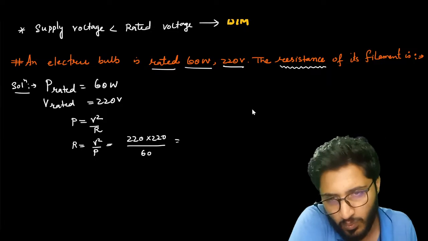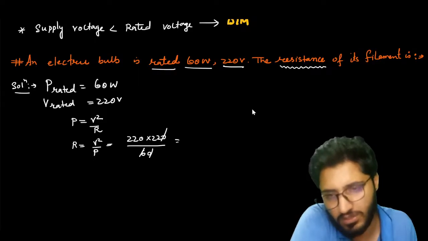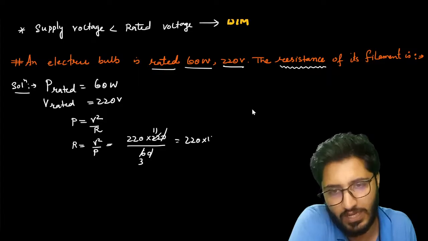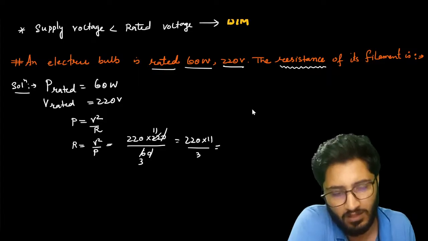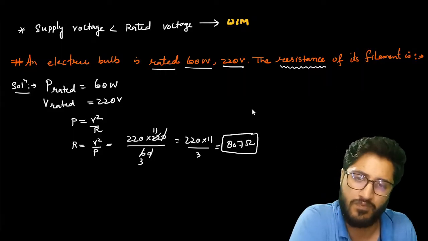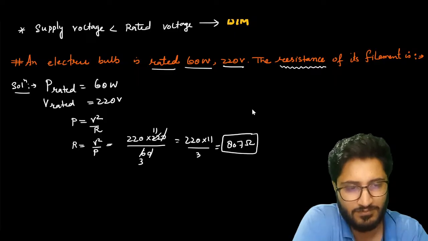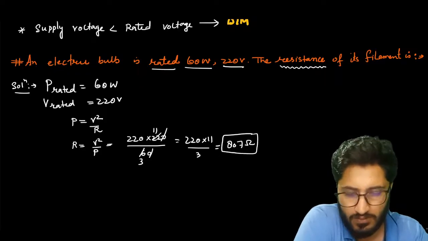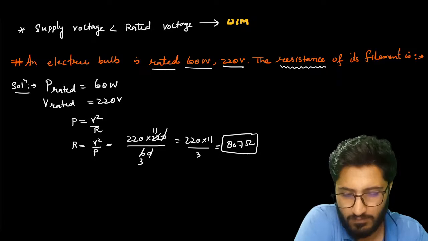Done. 1 0 cancel out. 2 3s are 6, 2 1s are 2, 2 1s are 2. So we have 220 into 11 by 3. It will be 807 ohm. Easy, no? Easy or super easy? Super easy, no?